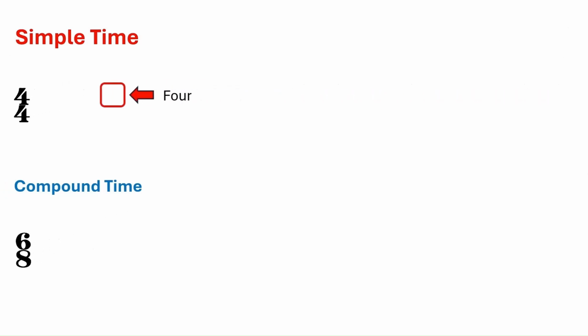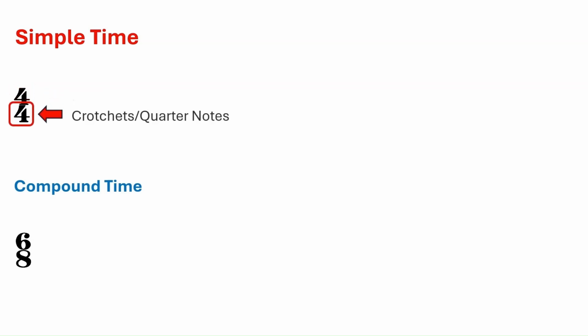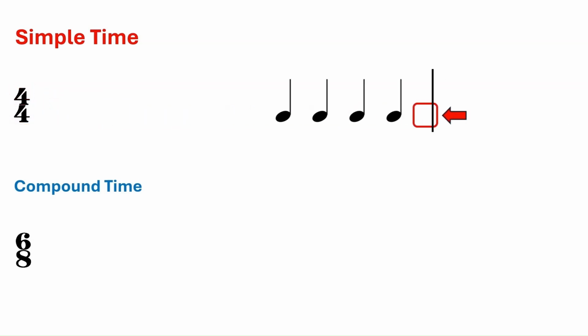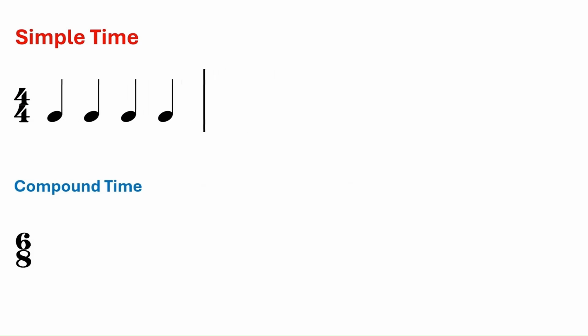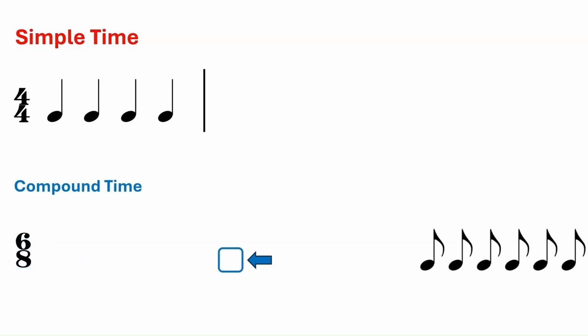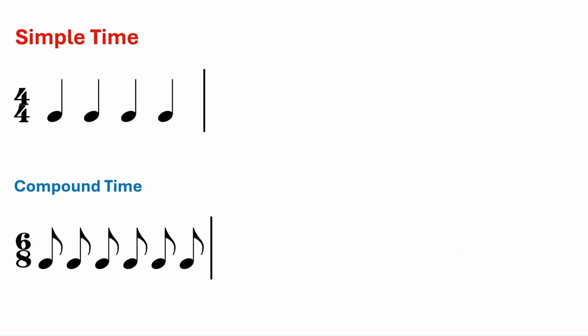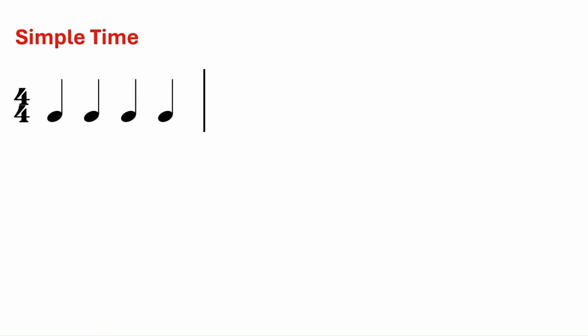In 4/4, the numbers tell us the outline of our bar is 4 crotchets or quarter notes. Here is an example of this bar. In 6/8, the numbers tell us the outline of our bar is 6 quavers or eighth notes. Here is an example of this bar. In 4/4, there are 4 crotchet beats. I'm going to show you the general pattern of the conductor's arm movements which would define these 4 beats.